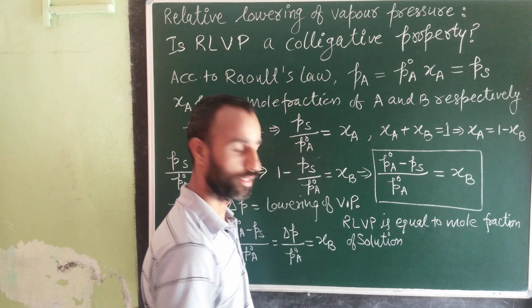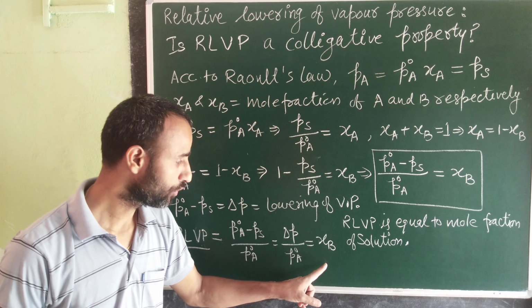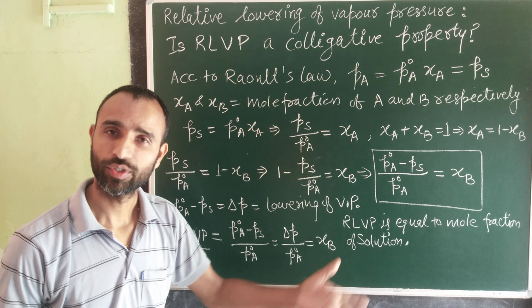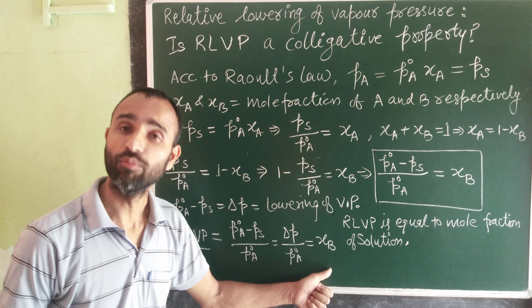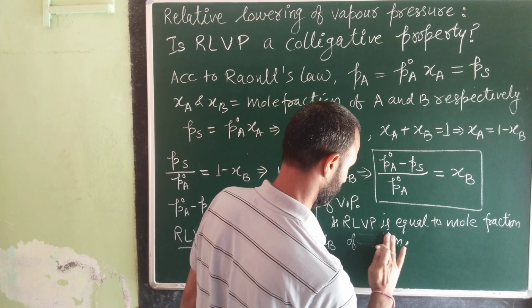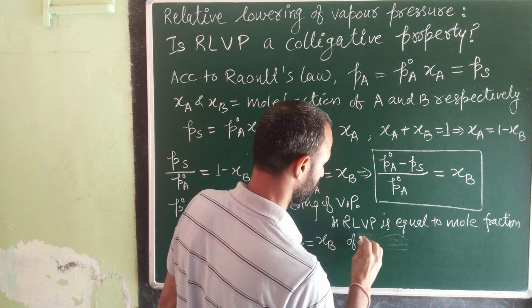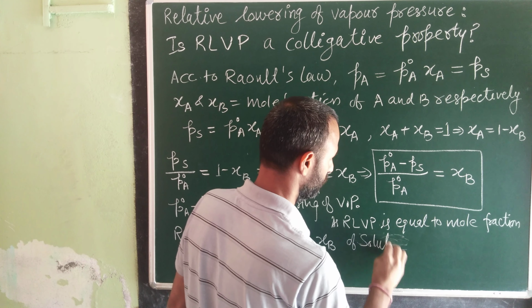It means number of moles of solute per unit total number of moles of the solution. So as relative lowering of vapor pressure is equal to mole fraction of solute, it proves that relative lowering of vapor pressure is a colligative property.